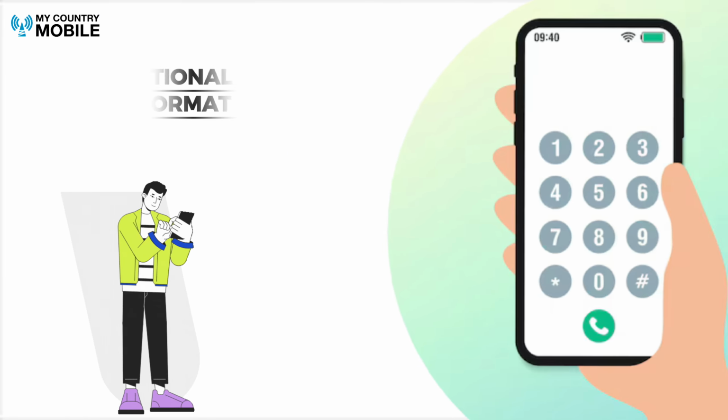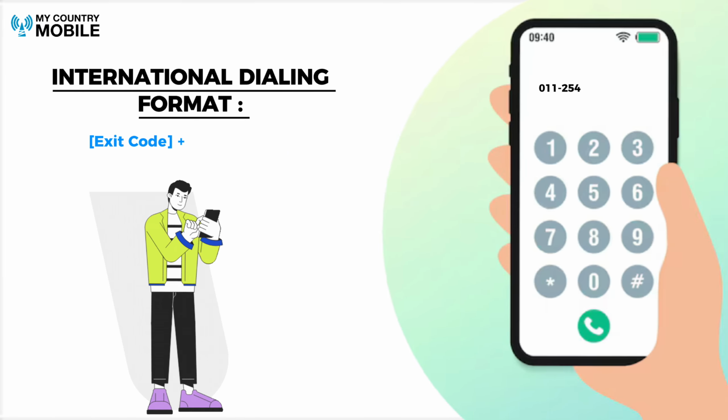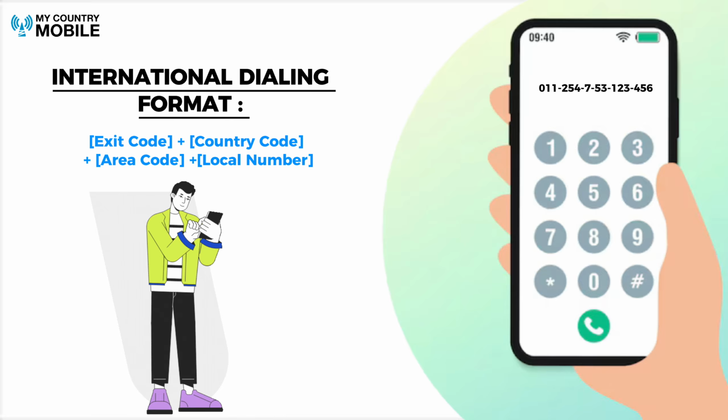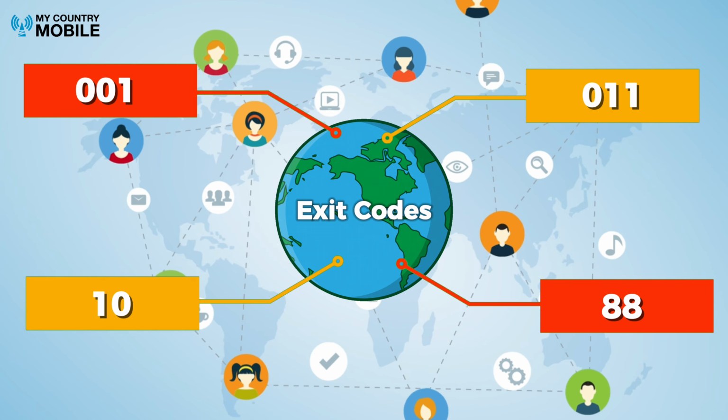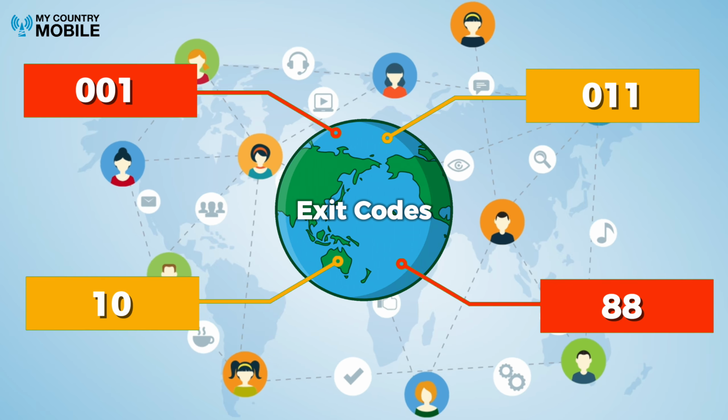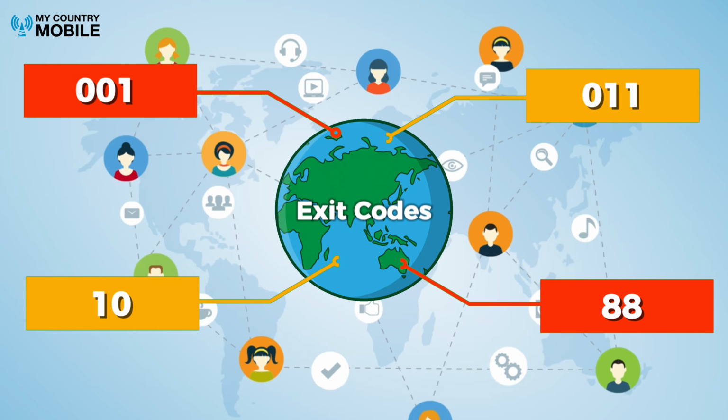The standard international dialing format includes the exit code, followed by the country code, area code, and the local subscriber number. Exit codes, also known as international access codes, differ by country. For instance, the United States uses 011.